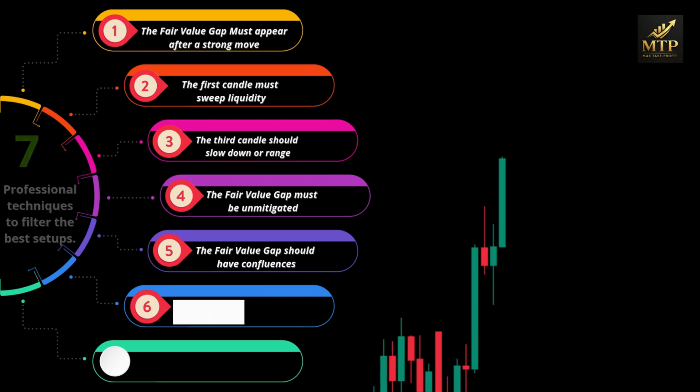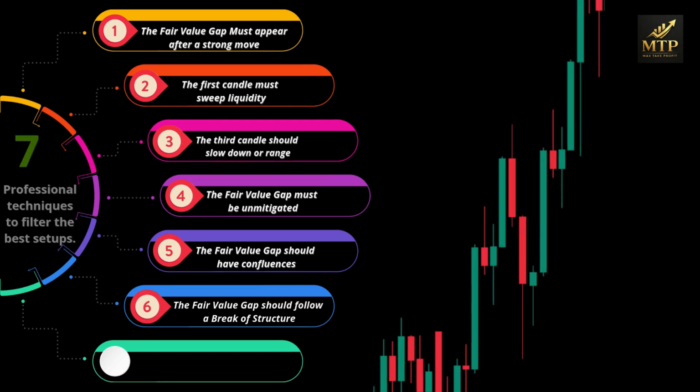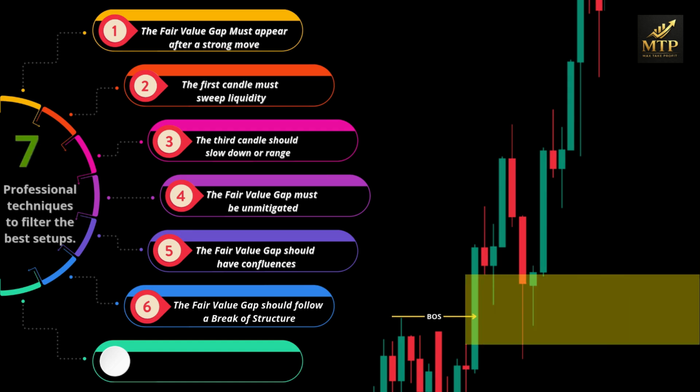6. The fair value gap should follow a break of structure. Before the fair value gap, we want a break of structure. For buys, price breaks a previous high. For sells, price breaks a previous low. This shows that the trend is changing or confirming. Without a break of structure, the fair value gap is less reliable.